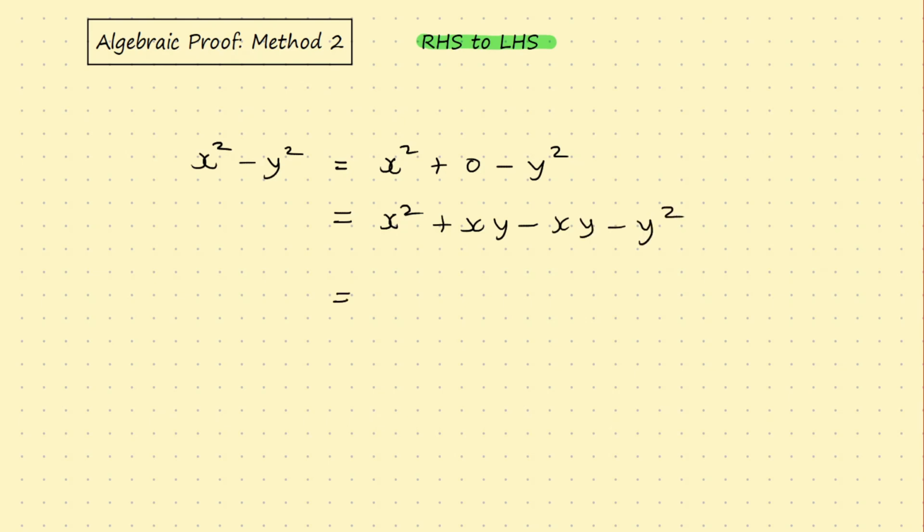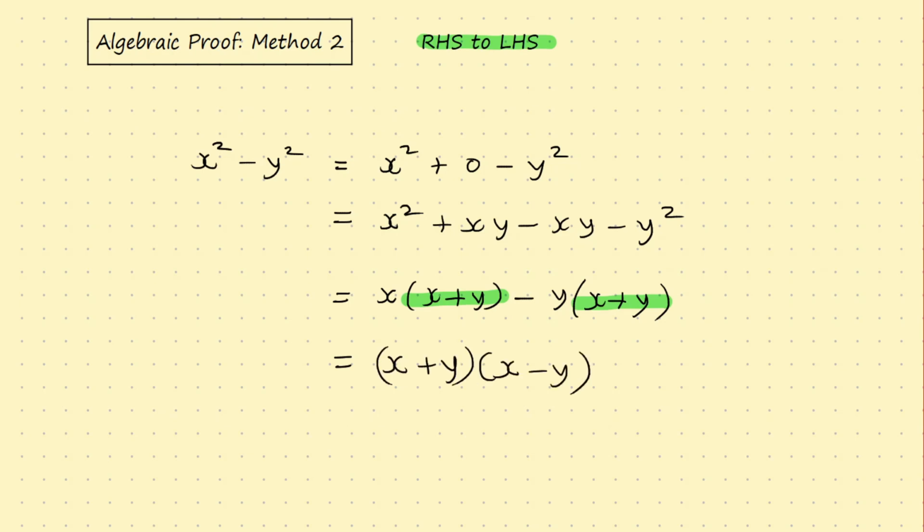We now factorize the first two terms and the last two terms to get x into x plus y and minus y into x plus y. And we have common factors x plus y, which we factorize out to give us x plus y into x minus y. So the right-hand side has been rewritten in the form of the left-hand side.